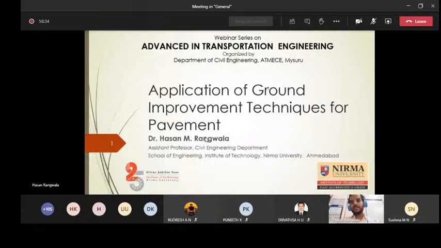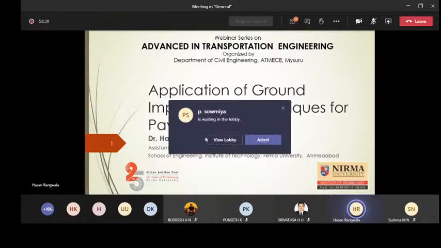Together as in the field. Okay. Now, what is the content of this is basically to say what are the different ground improvement methods that are being used in the practice currently, and then we will be seeing some of the research work done at my university. So that is our plan for the session.